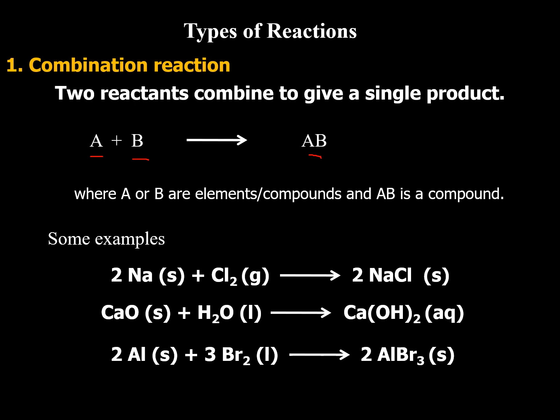Here are some examples. It's a good time also to just brush up on your nomenclature. Here we have the 2 sodium solids plus chlorine gas gives us 2 sodium chloride. Again, you should always check these equations are balanced. We have calcium oxide plus water gives you calcium hydroxide. So 2 things coming together to give us a more complex product. Aluminum plus bromine gives us aluminum bromide.